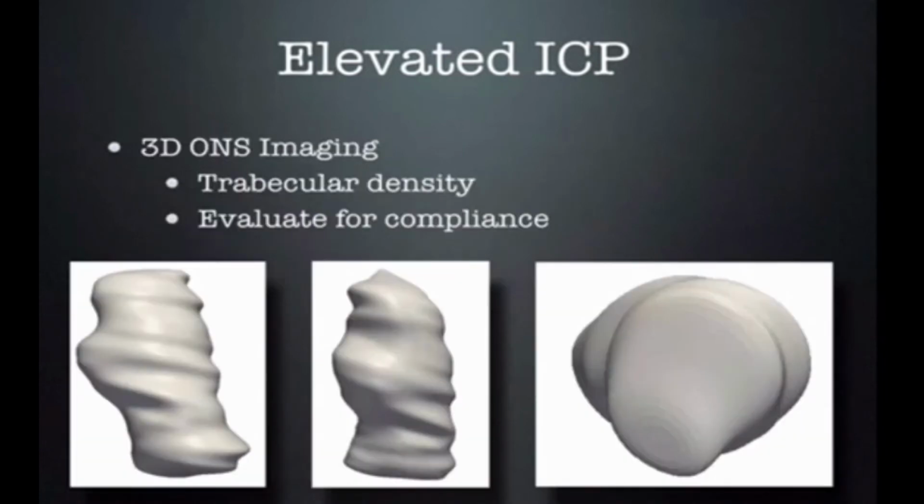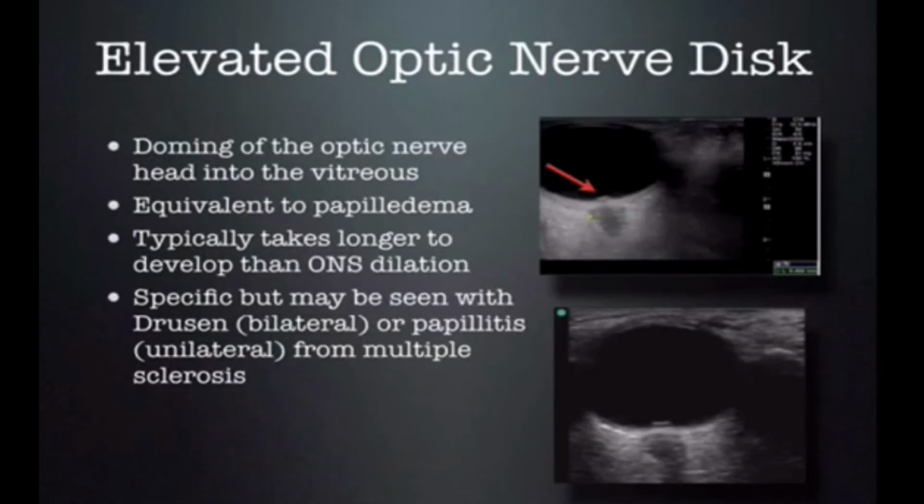Now, a much better way of doing this would be to use 3D reconstruction. There are trabecular fibers that connect the optic nerve to the optic nerve sheath, and these are not all the same compliance. So as the optic nerve sheath starts dilating, there are surface changes that go on with the optic nerve. And you can see how if you were using a 2D measurement, you get a false measurement of the optic nerve sheath by looking in one plane. So looking for an elevated optic nerve disc is a much more specific sign of elevated intracranial pressure.